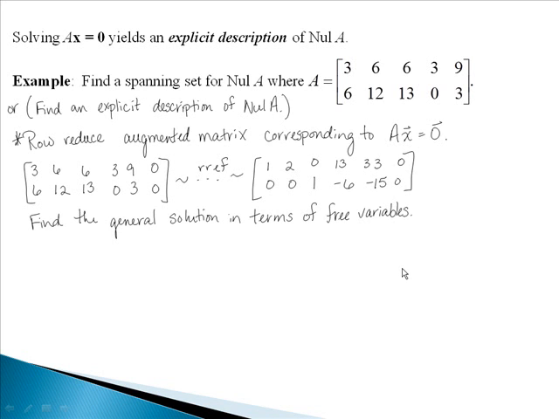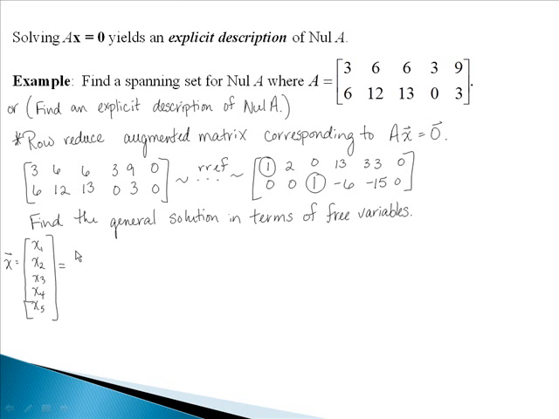So the next step is to find the general solution in terms of our free variables. And you can see from our row reduced matrix that we have a pivot here in the first column and a pivot here then in the third column, and so we have free variables in columns 2, 4, and 5. So I'm going to set up my vector x using x1, 2, 3, 4, and 5.